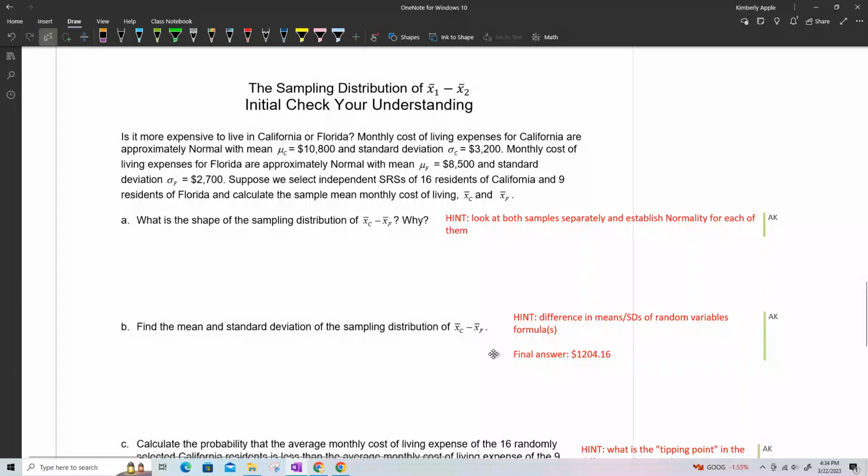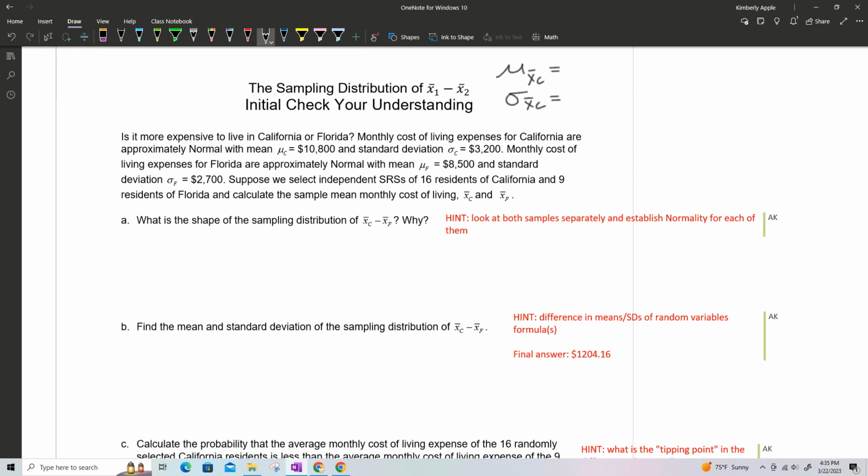So I wanted to go over the initial check your understanding for the sampling distribution and difference of sample means. The first thing that we need to do here is there's a lot of information here. And so in general, when I see a problem like this, the first thing I'm going to do is write everything out. So I know I'm going to have a mean for the sampling distribution of California. I know I'm going to have a standard deviation for the sampling distribution for California.